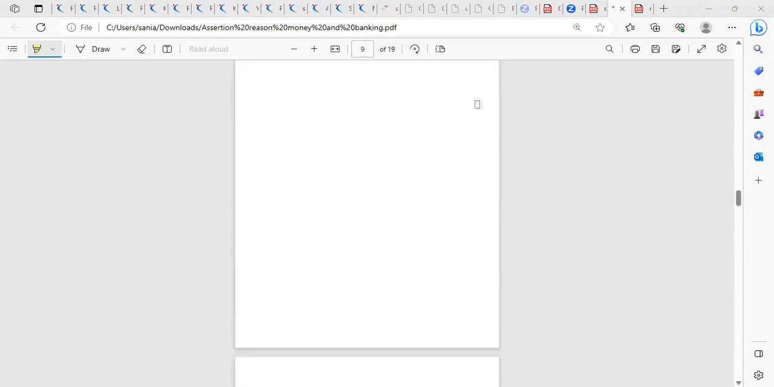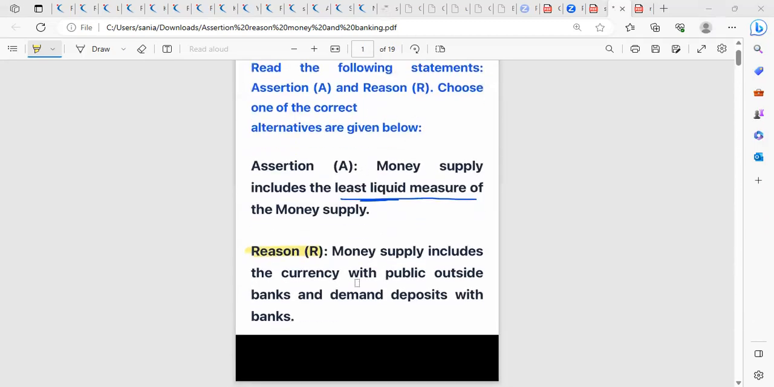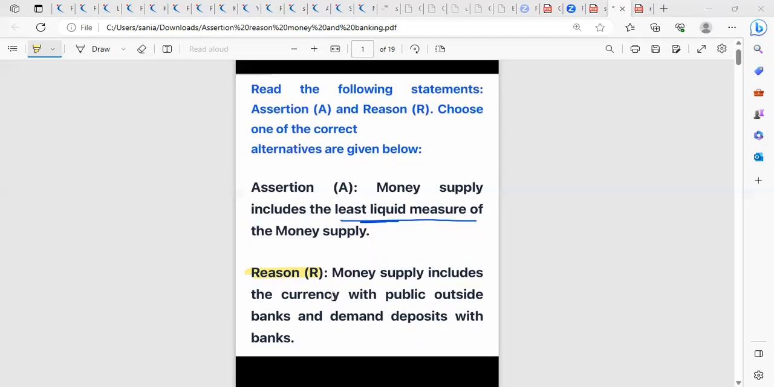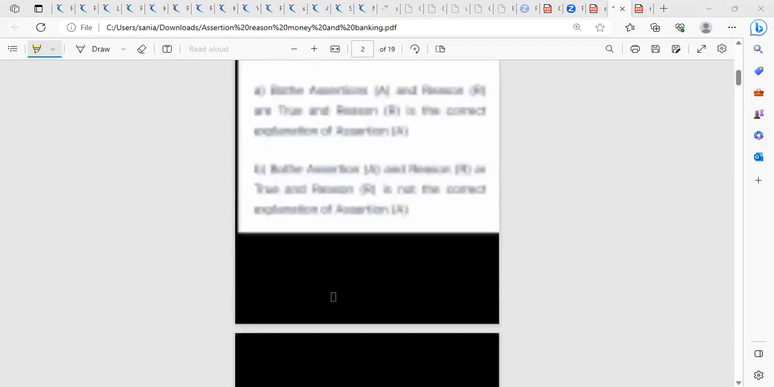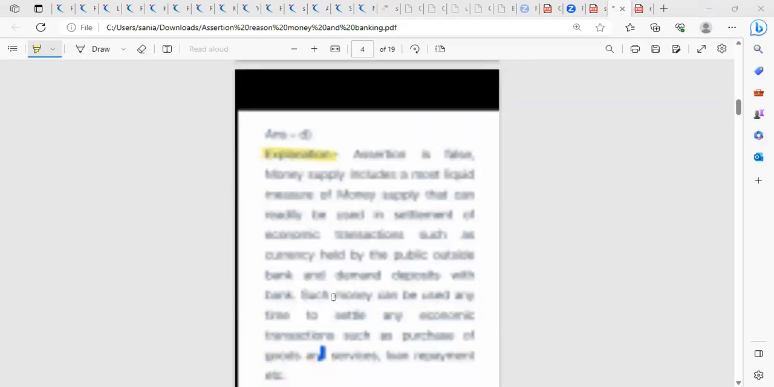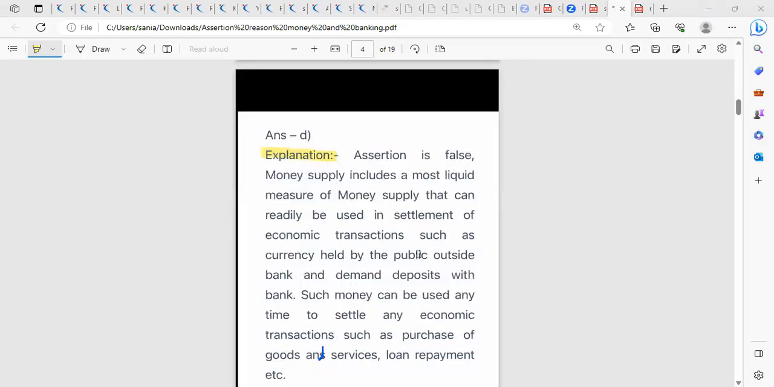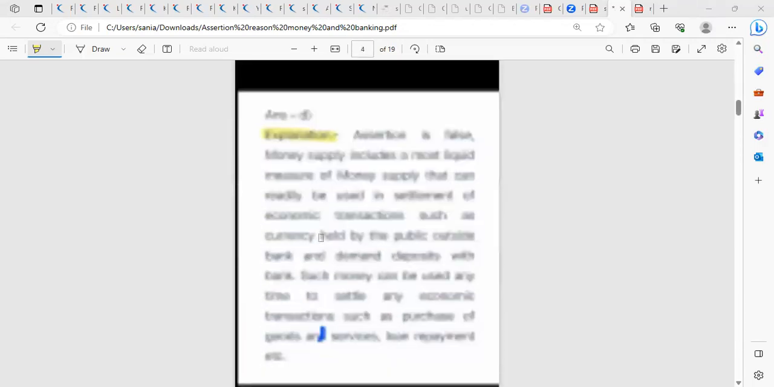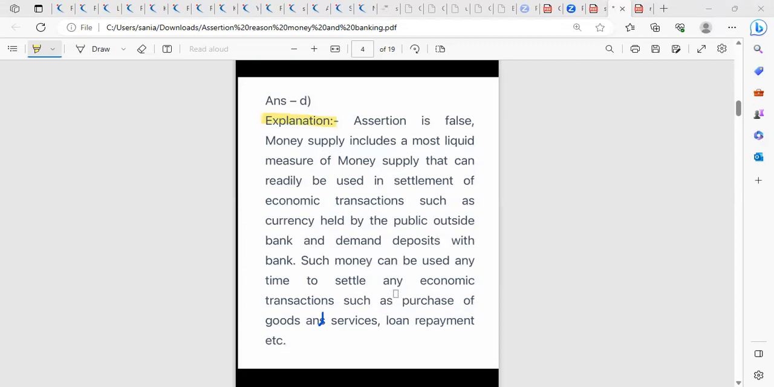So now you will first write these things. The first one is: money supply includes the currency with the public. Just write the heading assertion and reason, and instead of writing all this, just write the points that you need to keep in mind. Or instead, do one thing: just write the explanation. Don't write that the assertion is false, just write the facts.